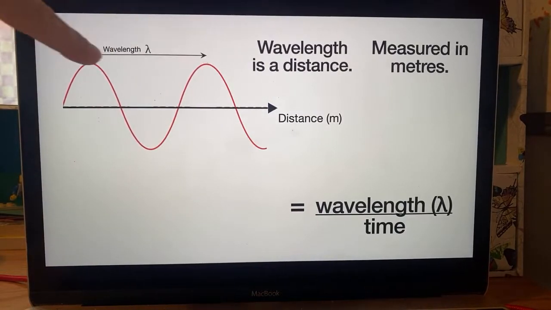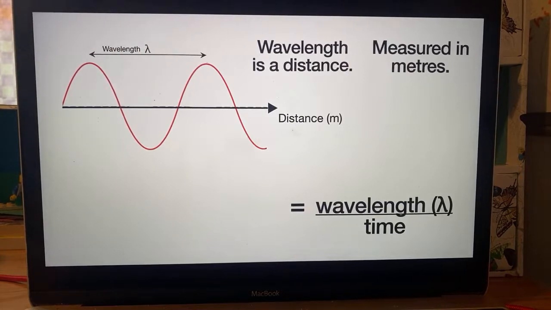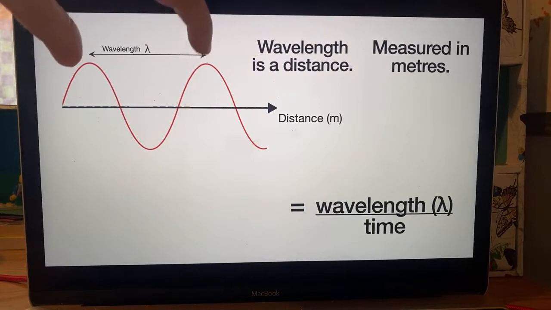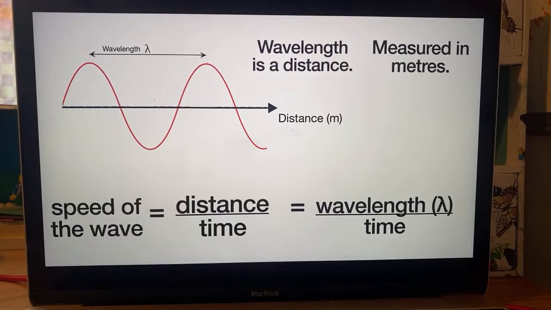It's measured in meters, just like distance is measured mostly in physics. So wavelength is just the distance between the start of one wave and the start of the next wave. It's like the length of one wave, if you like. And there's an equation that we can put wavelength into. So you've probably heard of the equation, speed equals distance divided by time.